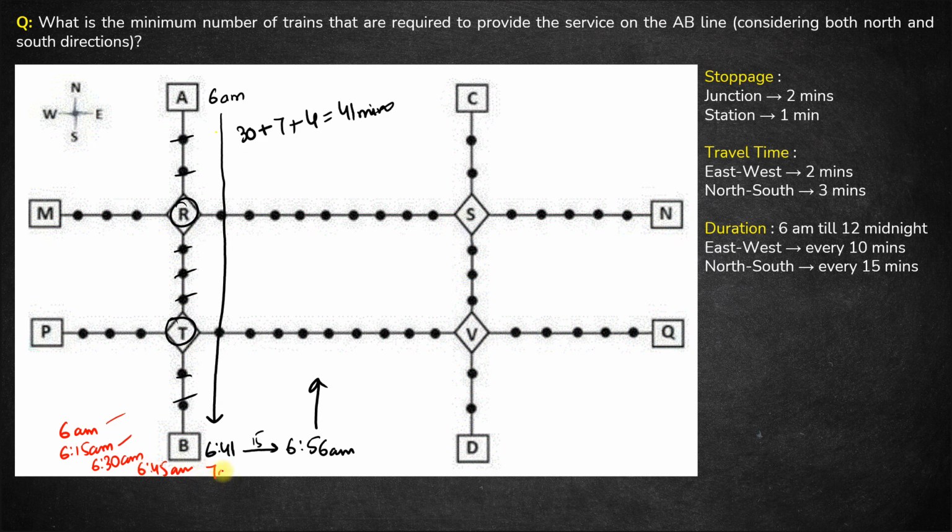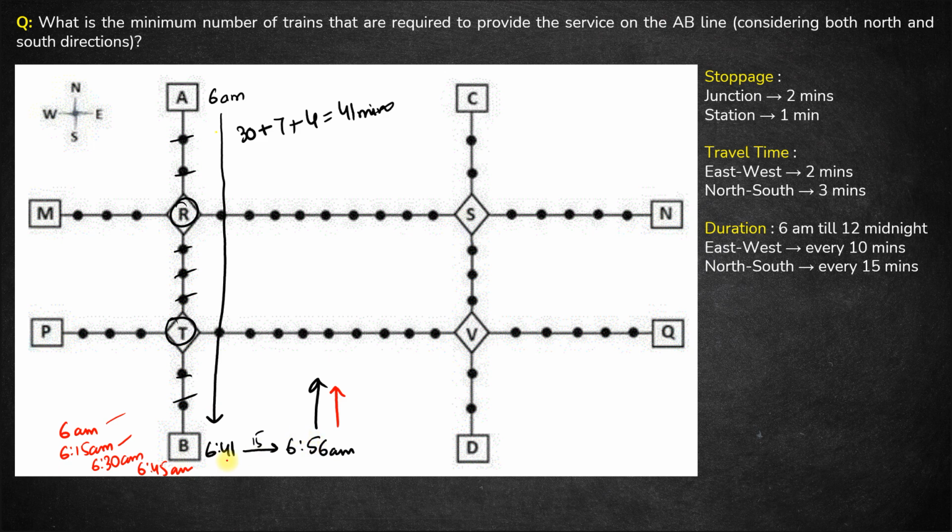And after that at 7 a.m., do we really need a new train? No. At 7 a.m. this train is free, right? This train is ready to start. So at 7 a.m. we can make those trains start from B which came from A, right? So at 7 a.m. this train can start.